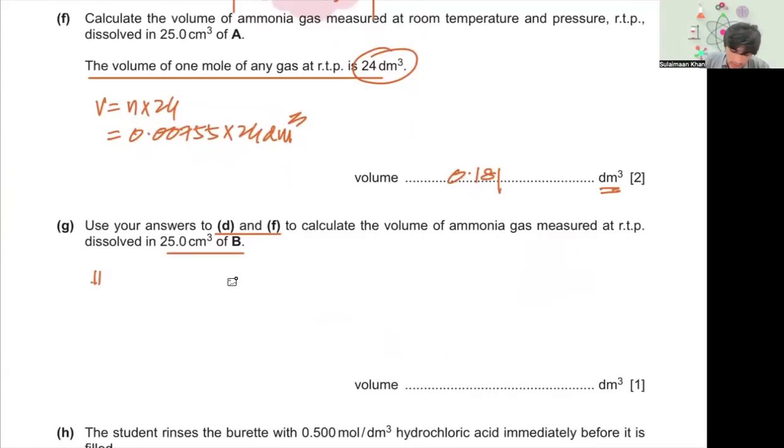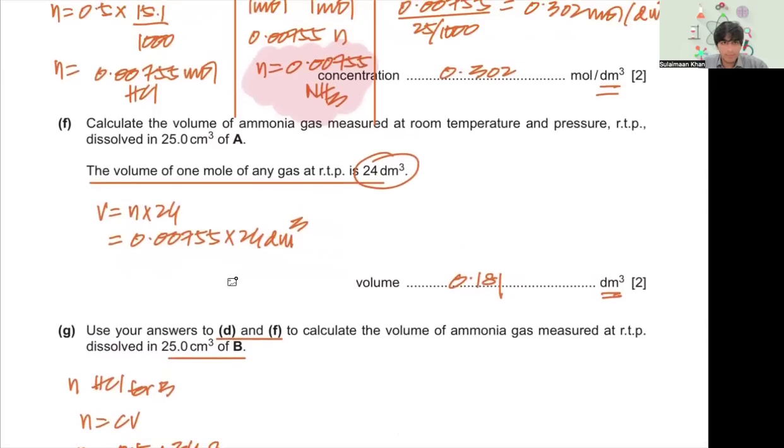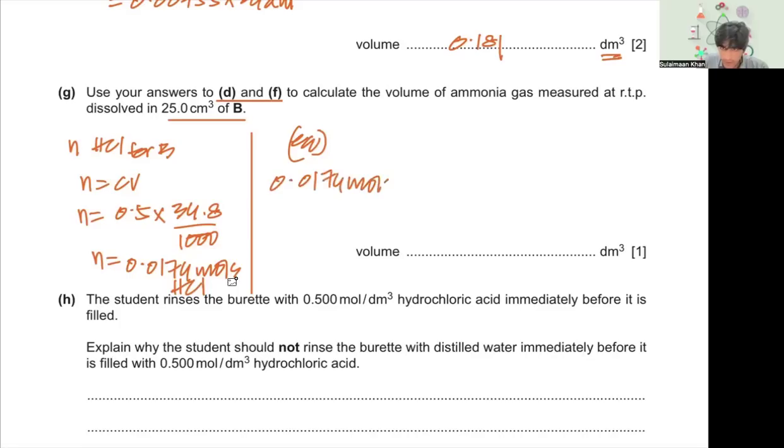So how do we go about it? We first figure out the moles of HCl required for B. N is equal to CV. Concentration of HCl was 0.5, and the volume required for HCl was 34.8 divided by 1,000, because I want to convert it. What are the moles? It is 0.0174 moles of hydrochloric acid. And then use the equation to find the moles of aqueous ammonia. It's 1:1, so 0.0174 moles of aqueous ammonia.